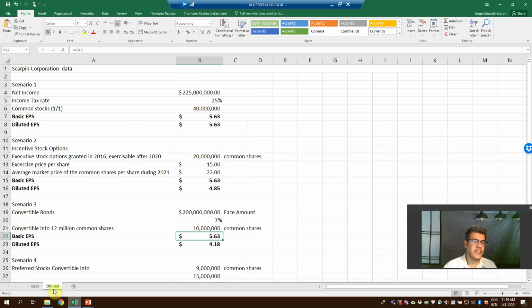Second scenario, incentive stock options. Executive stock options granted in 2016, so 4 years ago, exercisable after 2020, where we are now, 20 million common shares. Exercise price per share, $15. Average market price, $22. So let's start with our earnings per share. Here, that is 225, and let's fix it because we will be copying and pasting the formula, divided by 40, 5.63.